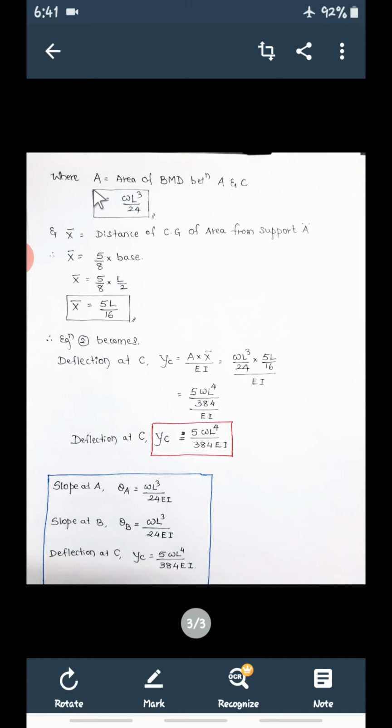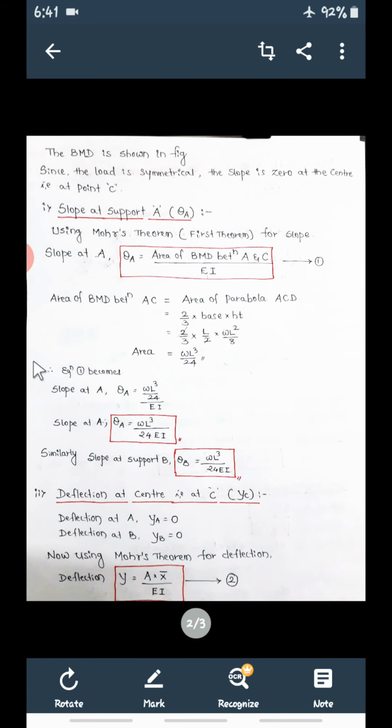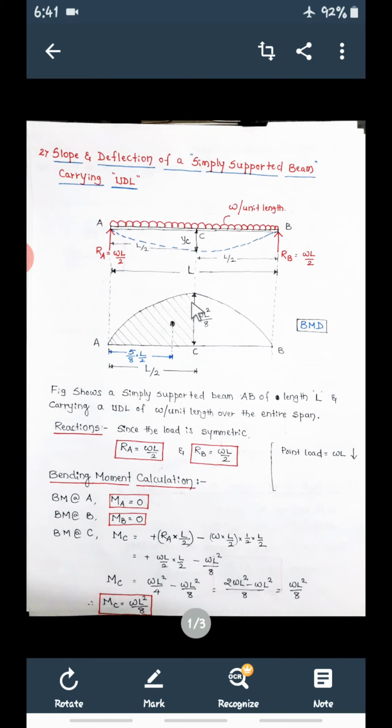Now see here, A is the area of bending moment diagram between A and C. We have already calculated this area, WL cube by 24. Now, what is X bar? Again we have to consider the bending moment diagram between A and C, because at C the slope is 0 and I want the deflection. So only this portion, which is again parabolic.